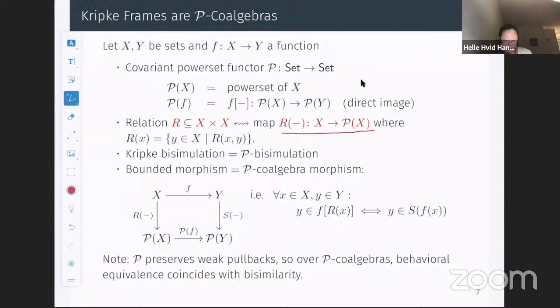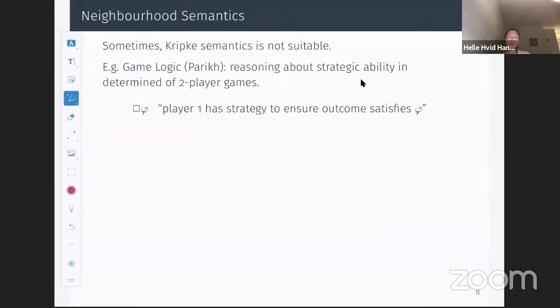Okay, so when we think about all the many applications we have of modal logics, then you will see that sometimes Kripke semantics is actually not suitable. One situation where this happens is if, for example, you want your modalities to say something about strategic interaction. For example, in game logic, introduced by Parikh, the modalities express the strategic ability of players to achieve outcomes that satisfy certain formulas in determined two-player games. So box phi will basically mean that player one has a strategy in some game, that I don't specify here, to ensure that the outcome satisfies phi.